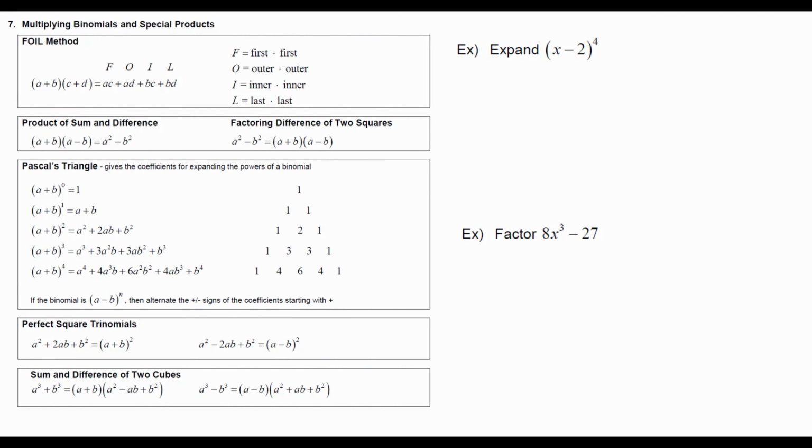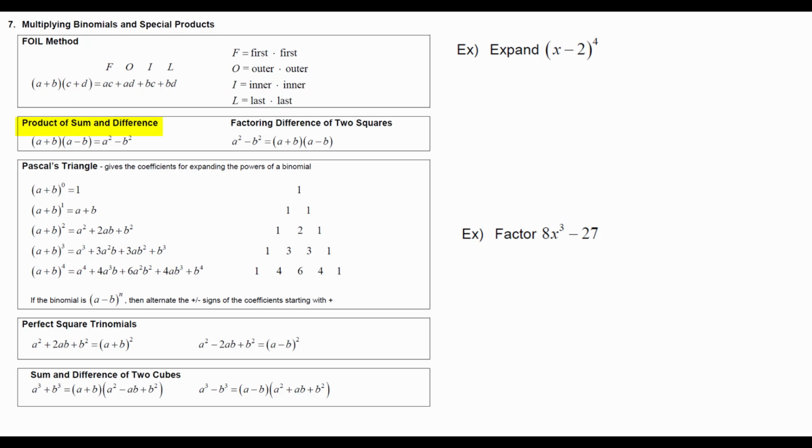Number 7, multiplying binomials and special products. So you have learned this from algebra class, and hopefully you do remember since you're going to use this extensively in calculus this semester. So when you multiply two binomials, you have to FOIL. You don't just multiply first and first and last. You gotta multiply first and first, outer two, inner two, and last.